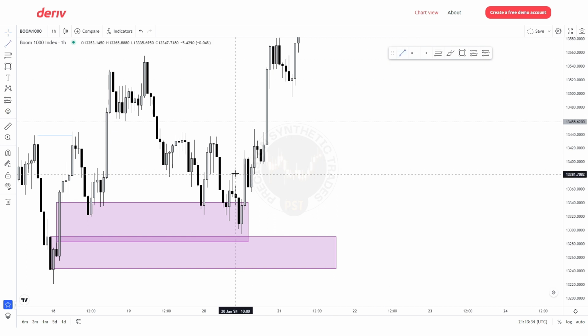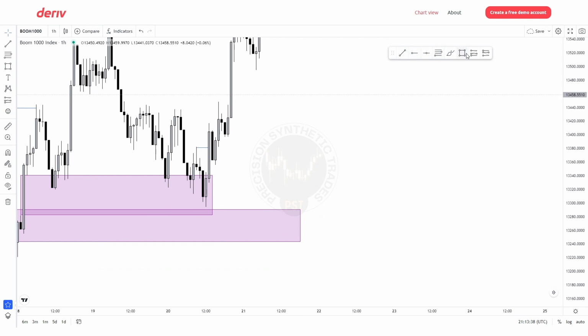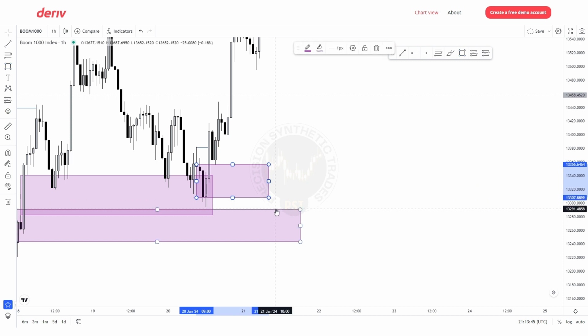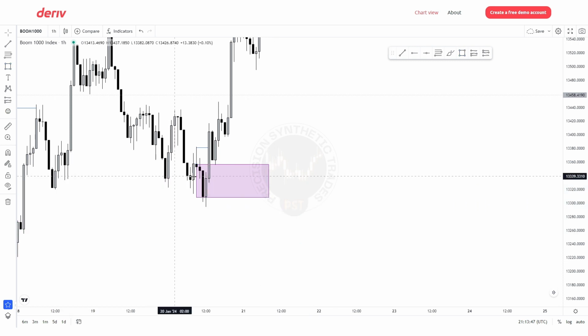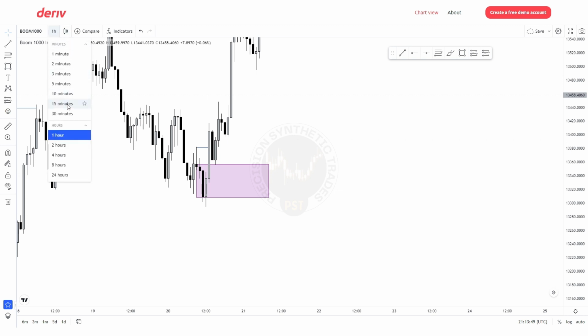Where's our most recent high? It was there. Market structure shift. We have an order block here. There are 3 down consecutive candles. Let's just delete this quickly. Okay, let's go to the lower time frame.